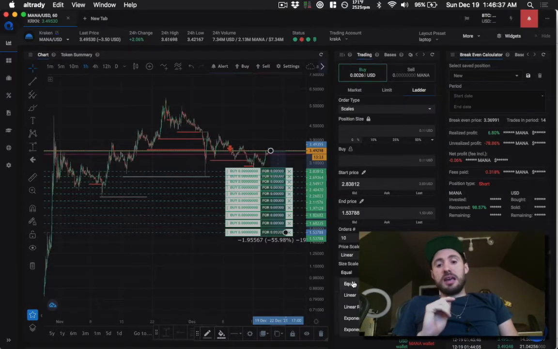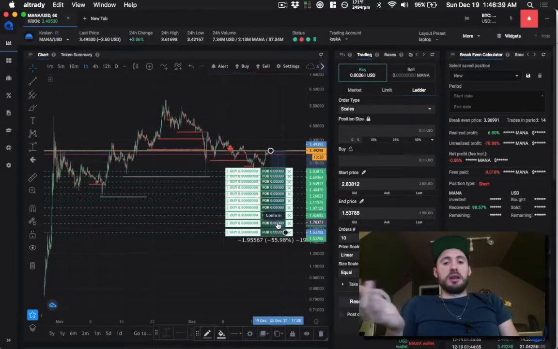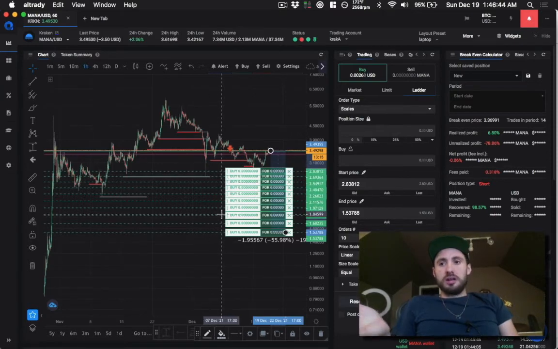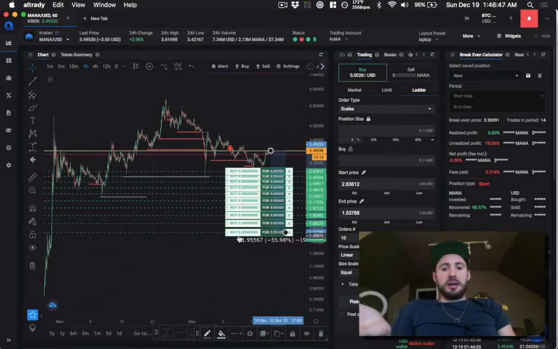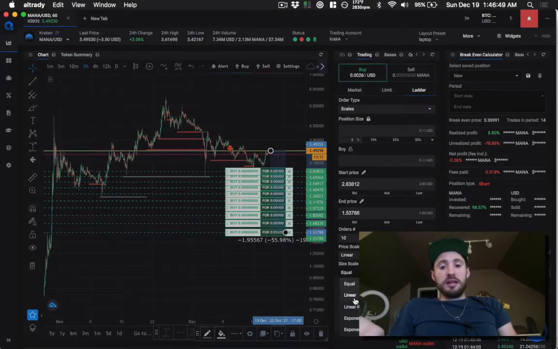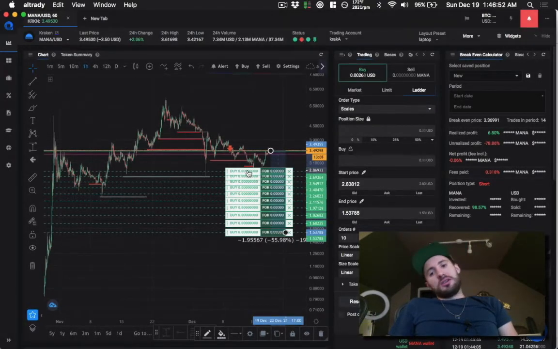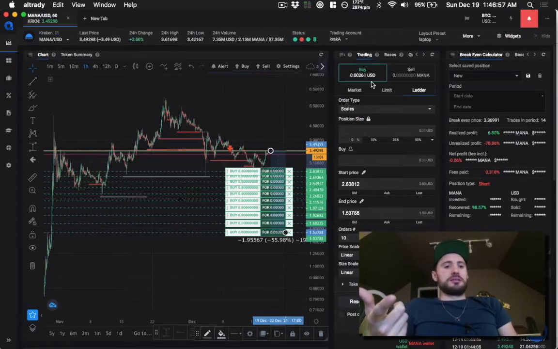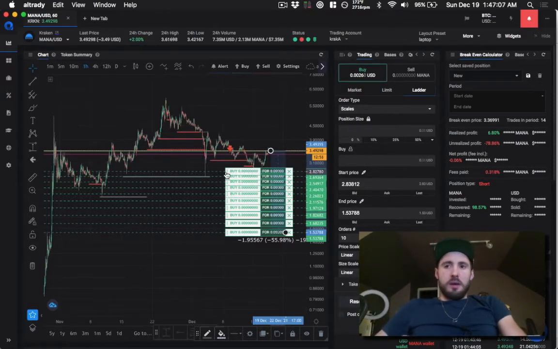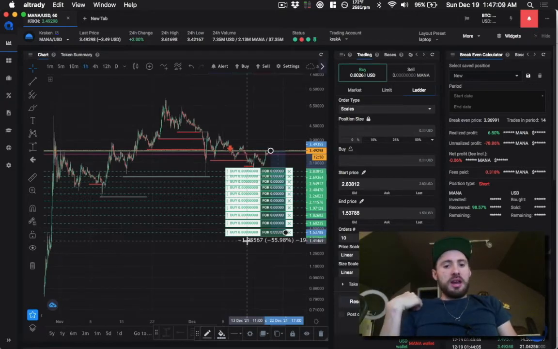Now, this is what I like. The size scale equal just means, let's say you have $100 going down the thing. That's what equal is. Linear is something I can't show you right now because I don't have a portfolio with a small amount of money. This is my Kraken account. It's got like 0.002 cents. But you get the idea: linear just means you buy a smaller amount right here and a bigger amount right here.